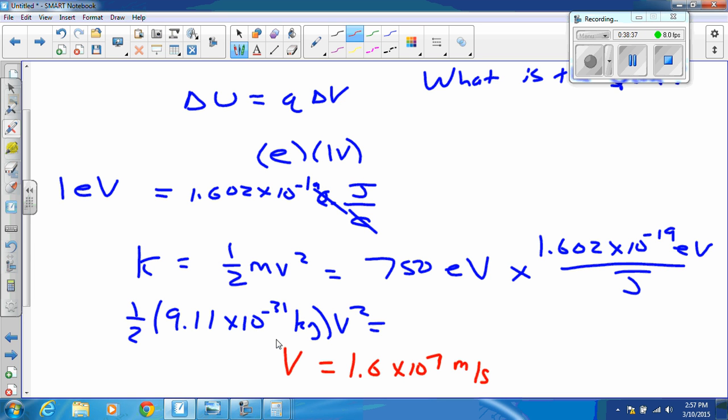So wait, what? Okay, I understand the 1/2 mv squared, but then you have the 750 and all that. Yeah. We're told by the problem that the kinetic energy is 750 electron volts.